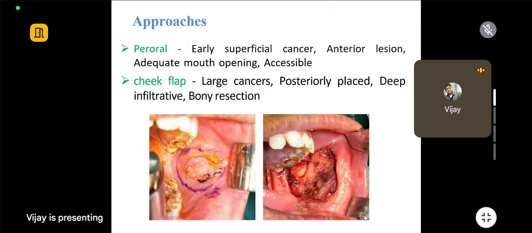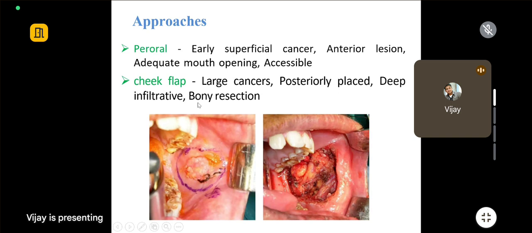Coming to approaches, how do we approach segmental or marginal mandibulectomy? When there are early superficial lesions or very anterior lesions, adequate mouth opening, and the surgical field is accessible, a per oral approach can be utilized. You can see in this image a buccal mucosa lesion towards the anterior side, and this resection is done using a per oral approach.